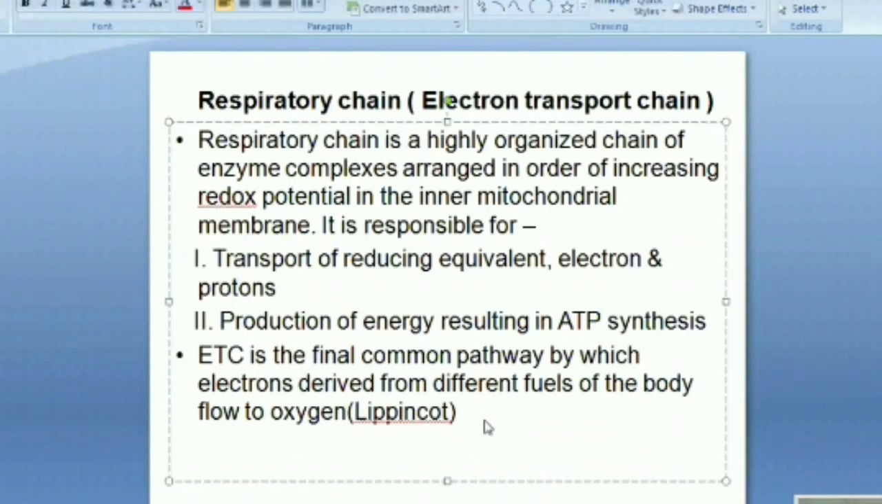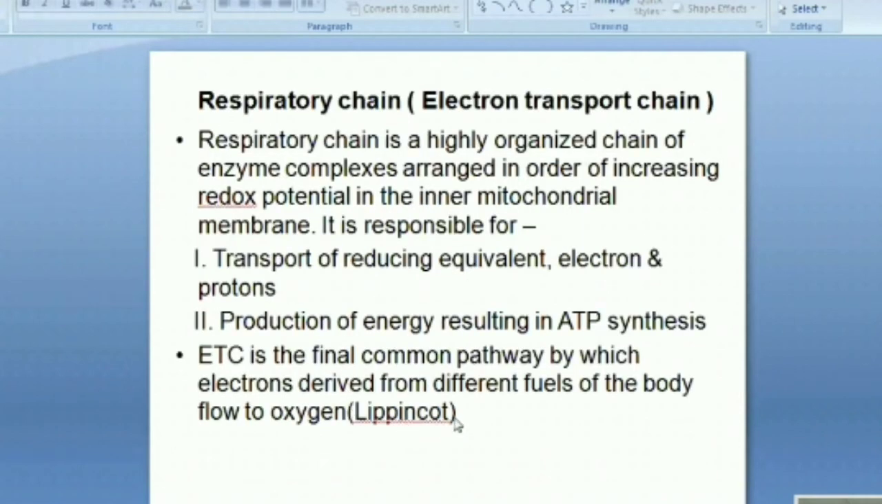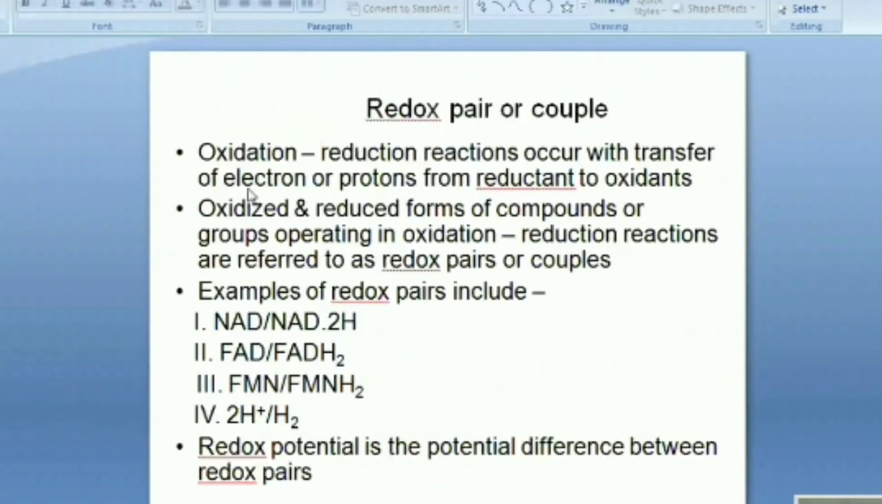So wherever there is a free energy electron, it is ultimately transported to the respiratory chain, and the respiratory chain disposes of these electrons to form energy ultimately. These are the redox potentials we mentioned.